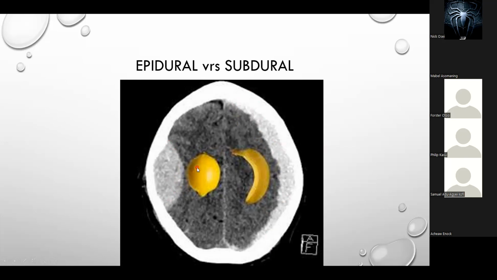And epidurals will kill a patient faster than a subdural. People can have a subdural for a long time and not show any symptoms. That is why, if you see an X-ray like that, it's just a matter of hours and the patient will die. Okay. So take note of this.